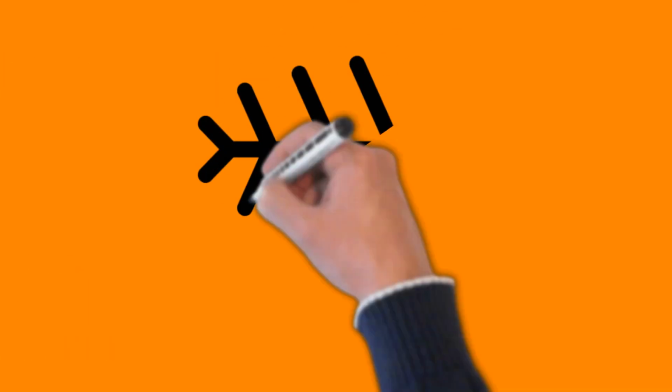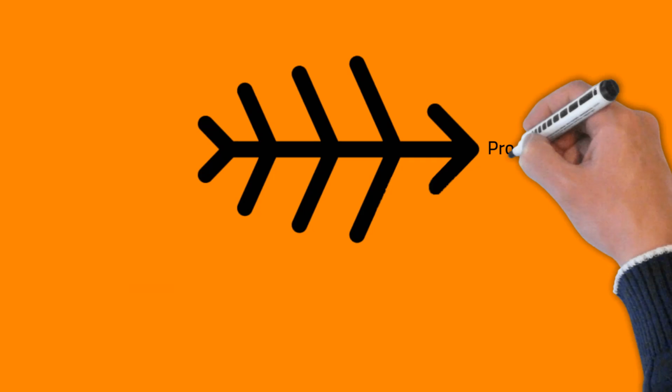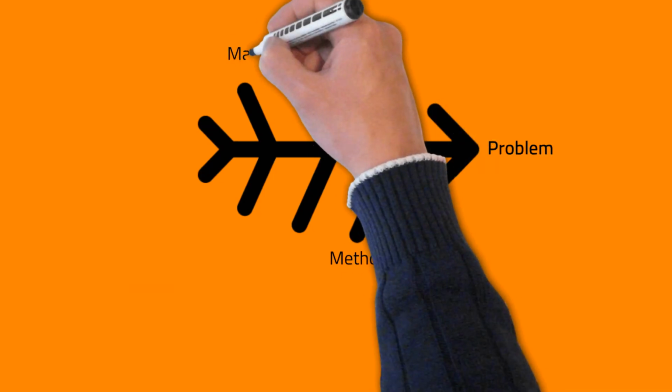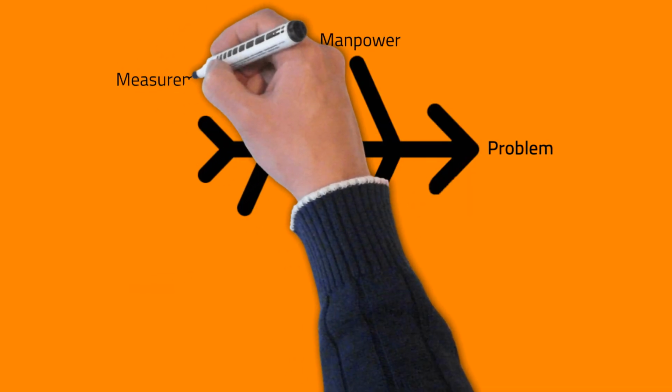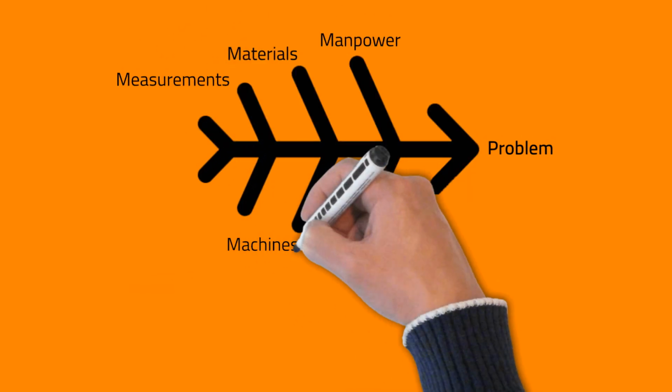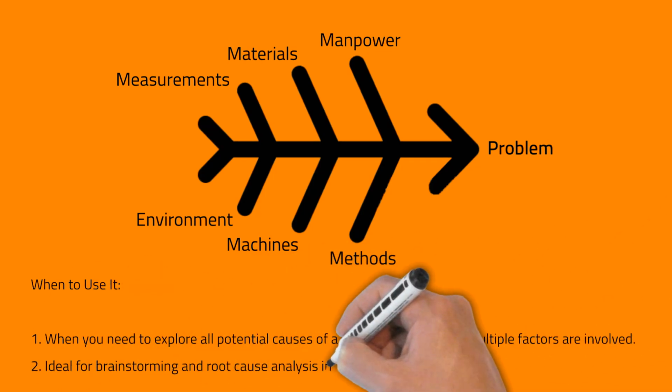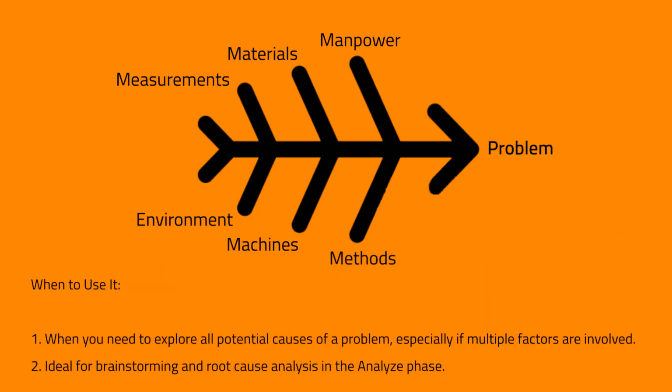The diagram is structured like a fish's skeleton, with the problem at the head and the different categories branching out like bones. By systematically listing all the potential causes under each category, the Fishbone Diagram ensures that no stone is left unturned in the search for root causes. It's particularly helpful for visualizing complex problems that may have multiple contributing factors.